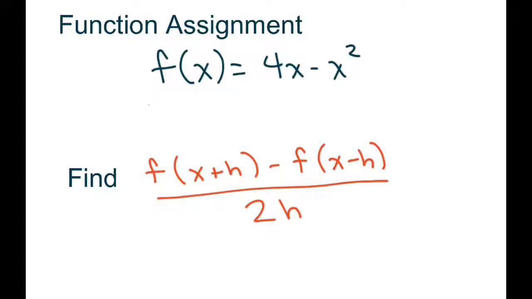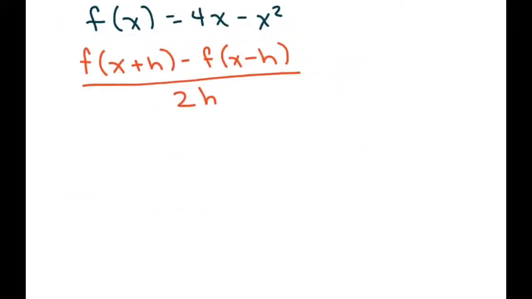We're going to evaluate this function, f of x equals 4x minus x squared, and we're going to find f of x plus h minus f of x minus h, all divided by 2 times h. So let's get started. What we want to do is this first part here.